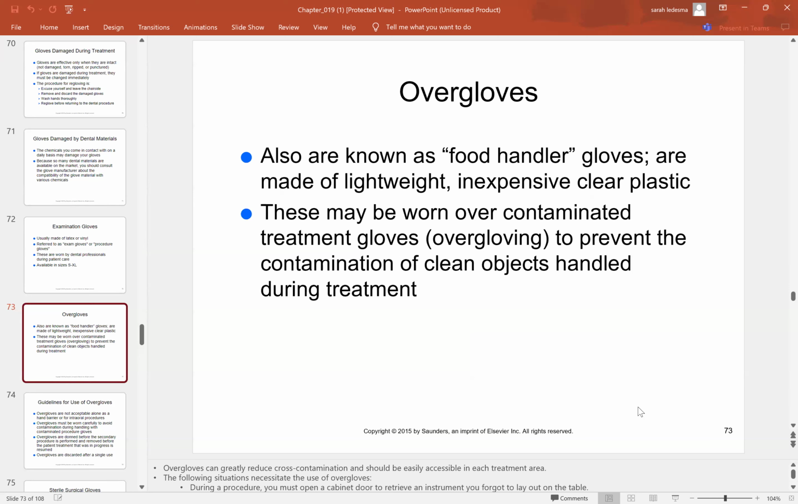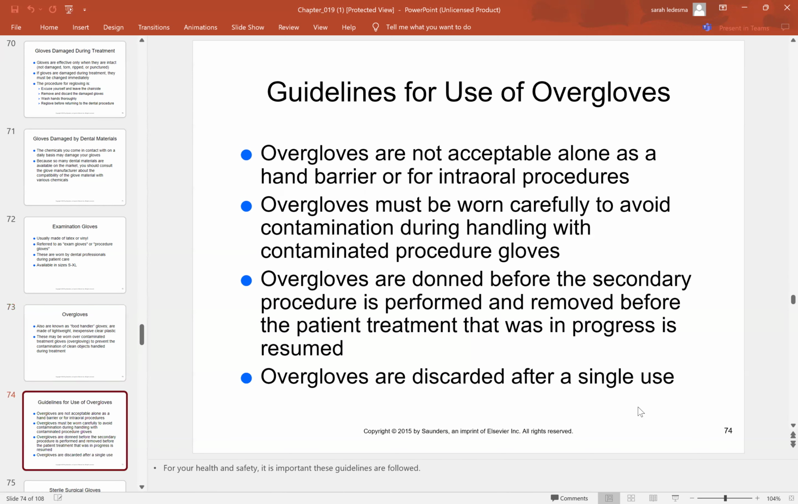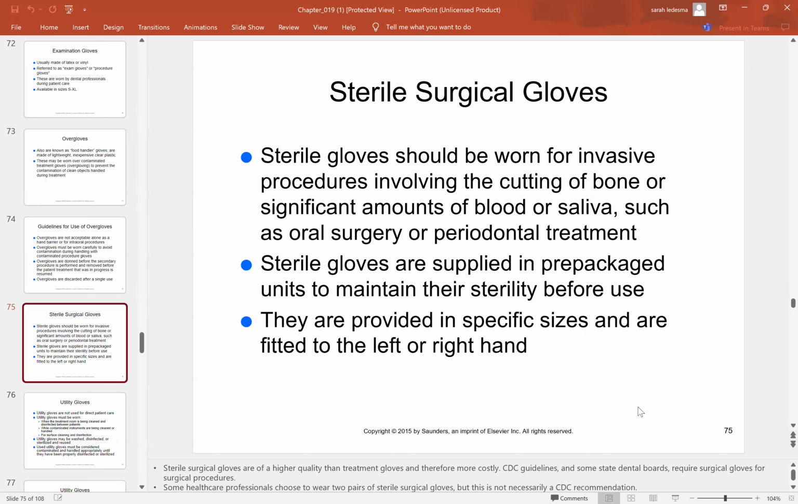Overgloves, also known as food handler gloves, are made of lightweight, inexpensive clear plastic. These may be worn over contaminated treatment gloves to prevent contamination of clean objects handled during treatment. They're not acceptable alone as a hand barrier for intraoral procedures and must be worn carefully to avoid contamination during handling with contaminated procedure gloves. They are donned before the secondary procedure is performed and removed before the patient treatment that was in progress is resumed, and discarded after single use.